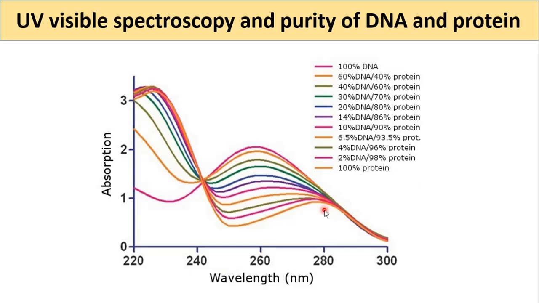So the ratio of absorbance at 260 to 280 gives you the purity of DNA in a sample, or vice versa. You can check the purity of protein in a given sample just by making this graph. In the complete graph, when you increase the amount of protein, the peak at 260 decreases and the peak at 280 increases, and you get a similar result for the peptide bond at nearly 220 nanometers. So I have given you so many examples of biological importance, and we have also understood the importance of double bonds and conjugated systems in UV visible spectroscopy.